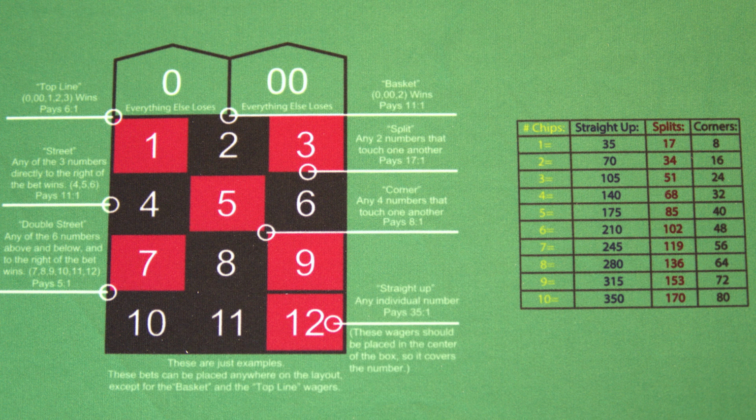Then of course you have what's called a straight up bet. If you just put it straight in the middle of a section, that pays 35 to 1. If you put it on a corner, which means if 5, 6, 8, or 9 hit, you get 8 to 1. If you put it between 2 numbers, you have 2 numbers in play, that pays 17 to 1. Okay, so that's called a split.